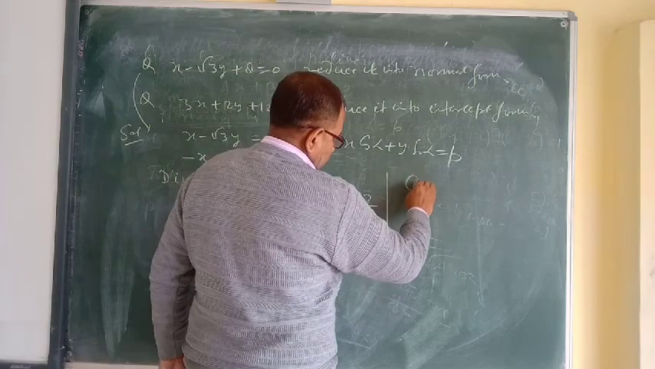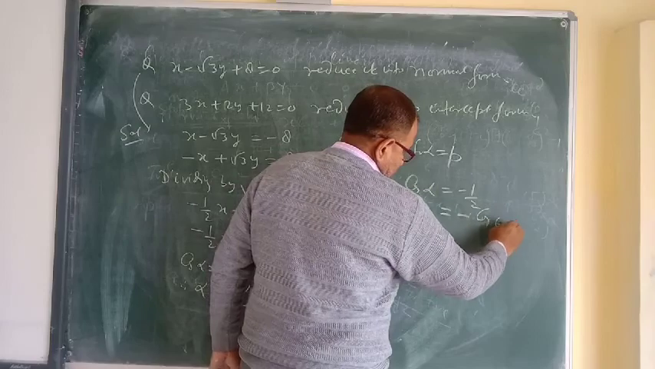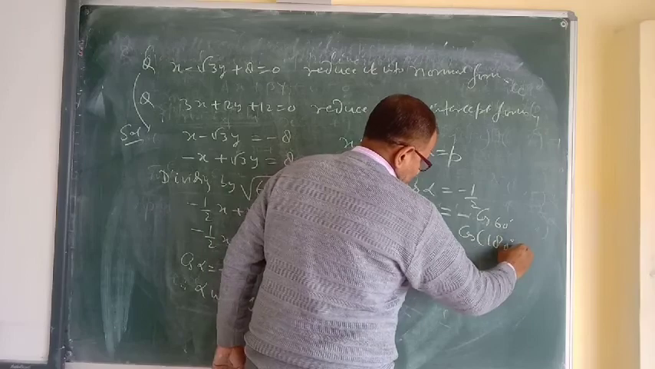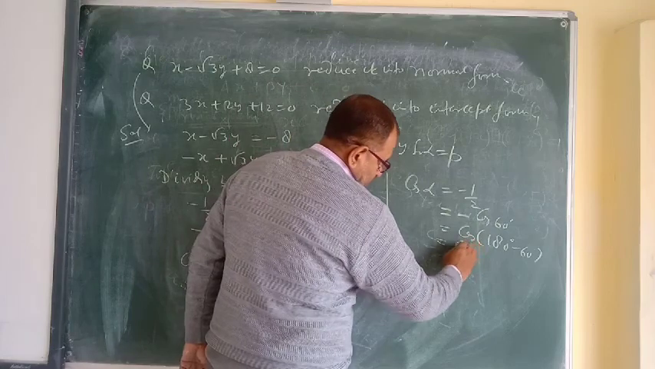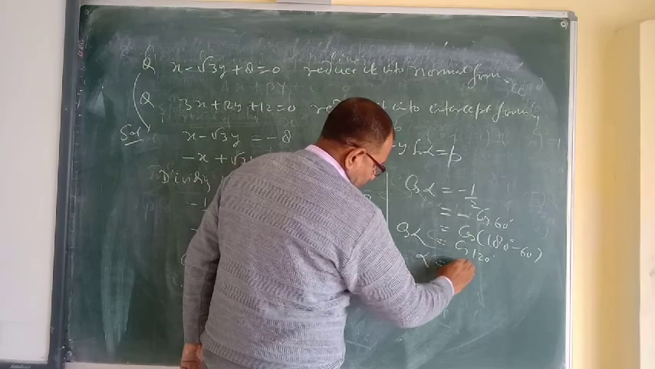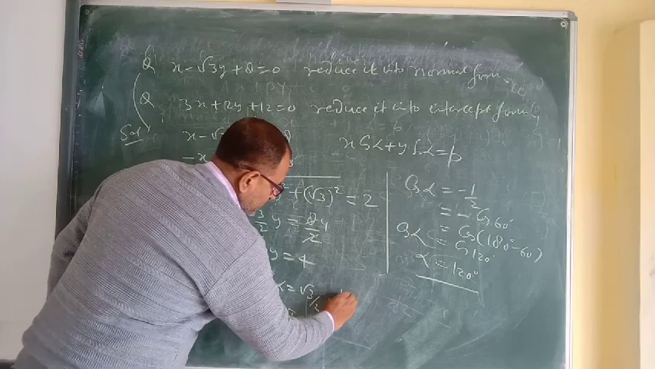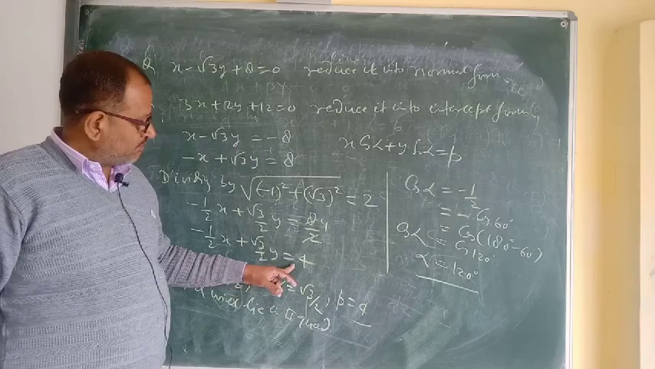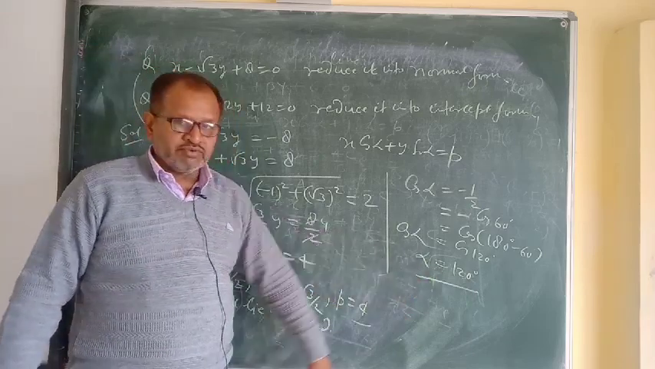So see here, cos alpha is minus 1 by 2, meaning minus cos 60 degrees. It lies in the second quadrant. We can write cos of 180 degrees minus 60. Cos of 180 minus theta is minus cos theta. So it is cos 120 degrees. Cos alpha is cos 120, alpha is equal to 120 degrees. And what is p here? p is equal to 4 units. So the perpendicular distance of the line from the origin is 4 units and the inclination of that perpendicular is 120 degrees.